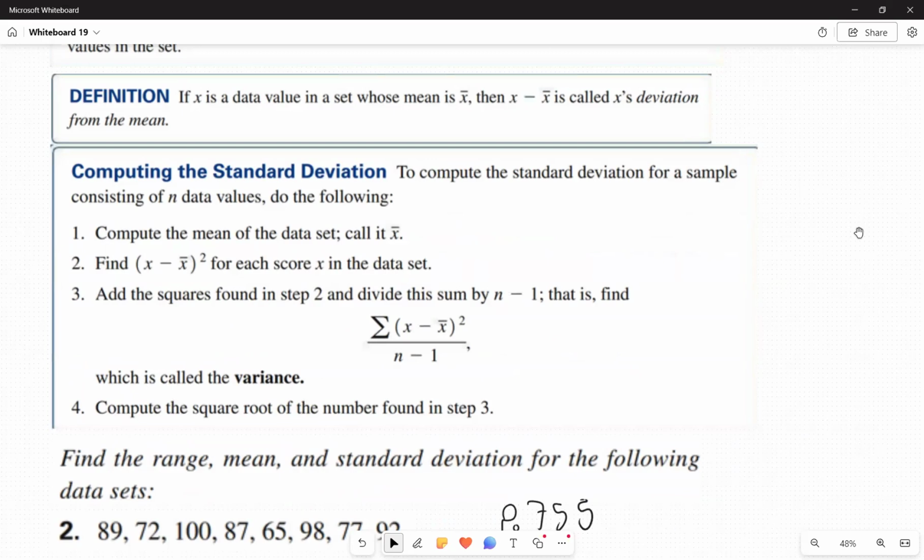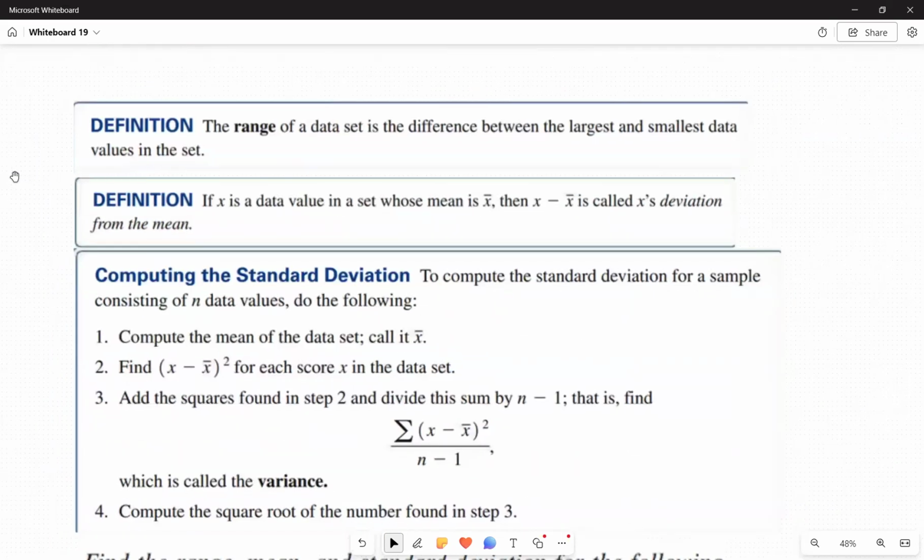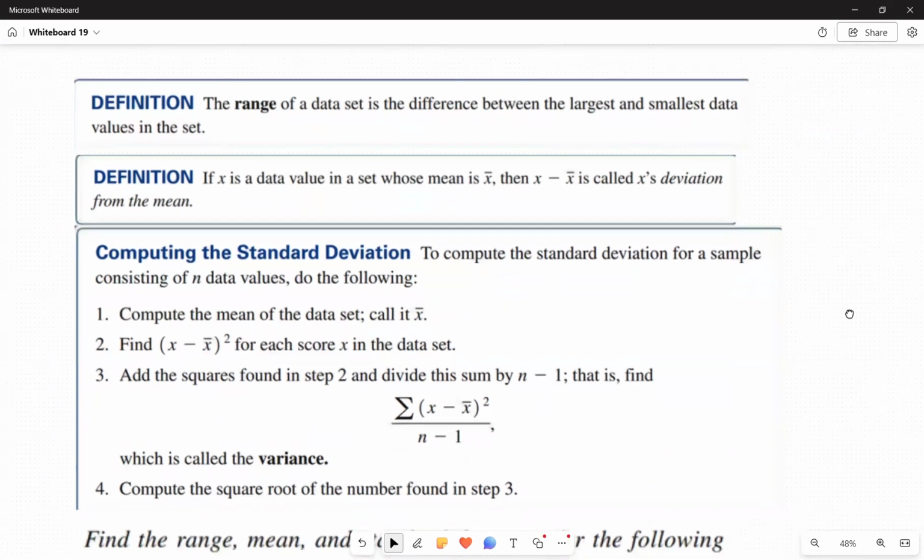If you know the mean of a data set, then the deviation of each data value is the data value minus the mean. One problem with the range is that it is very easy to compute. It's just the largest minus the smallest data value, but because it is so easy to compute, it can be misleading. The measure of dispersion preferred by statisticians is the standard deviation.